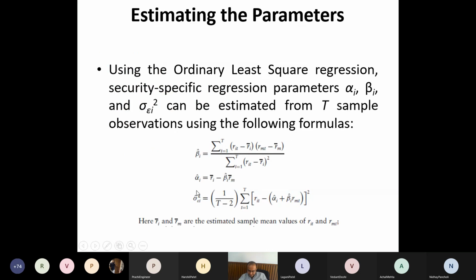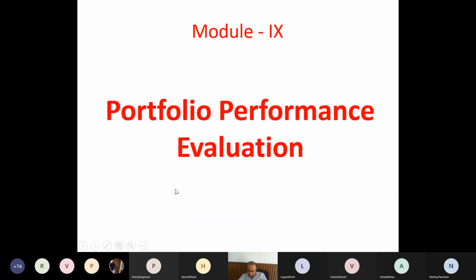These are the estimated parameters, based on the past data. We will use this technique from next week in the practicals when we go for portfolio optimization or security analysis. So I hope you are clear on all. Then the last topic is portfolio performance evaluation.